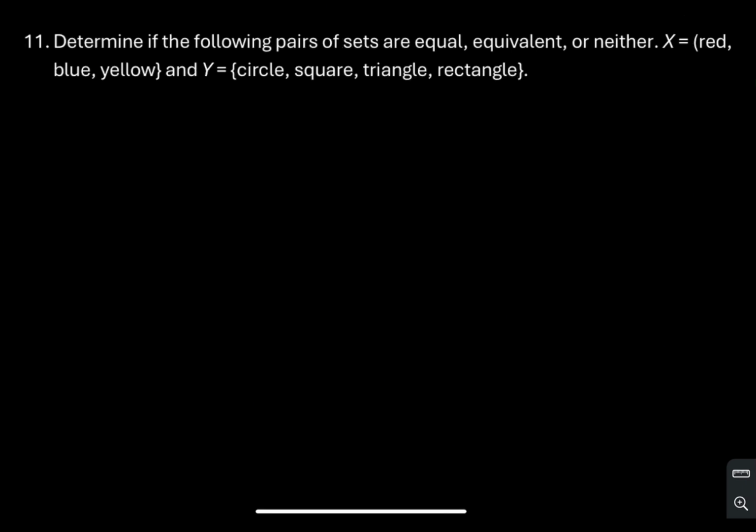So for this 11th problem, it says determine if the following pairs of sets are equal, equivalent, or neither. So we have set X is equal to red, blue, and yellow, and set Y, which is equal to circle, square, triangle, rectangle. So for set X, we have 1, 2, 3 elements, and for set Y, we have 1, 2, 3, 4 elements. So they don't have the same exact elements, so they're definitely not equal, and they do not have the same amount of elements, so they are not equivalent.